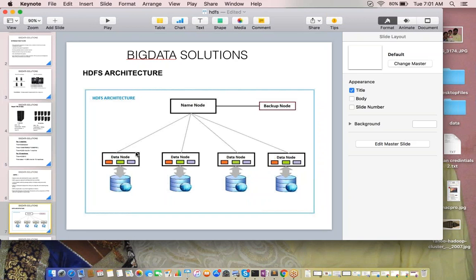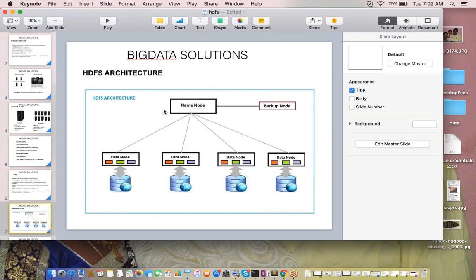Your data nodes are solely responsible for storing the data and processing the data, and your name node is responsible for maintaining the complete cluster status and health.